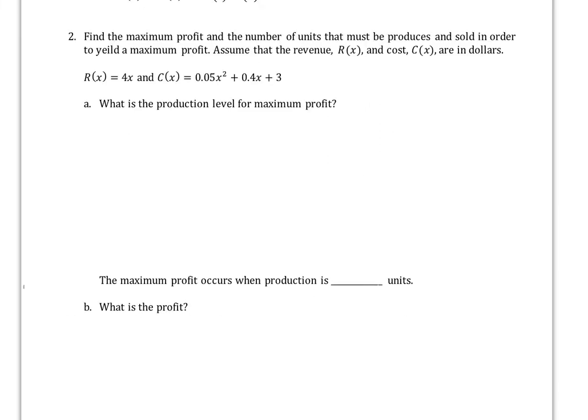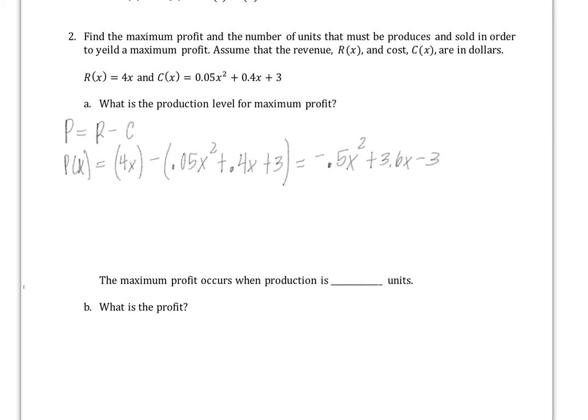So this one's asking about the production level for maximum profit, and yet again we don't have a profit function. I'm going to have to find that profit function. Remember, profit is always revenue minus cost. So let's see what we get. So we get negative 0.5x squared plus 3.6x minus 3 for that profit function. I'll now take the derivative of that to get negative 1x plus 3.6, and we're going to set that equal to 0.